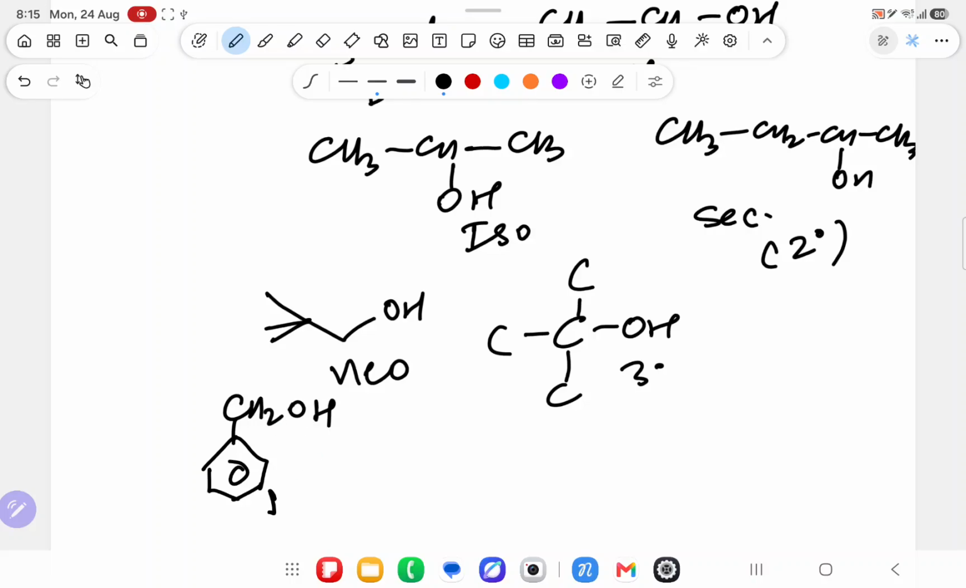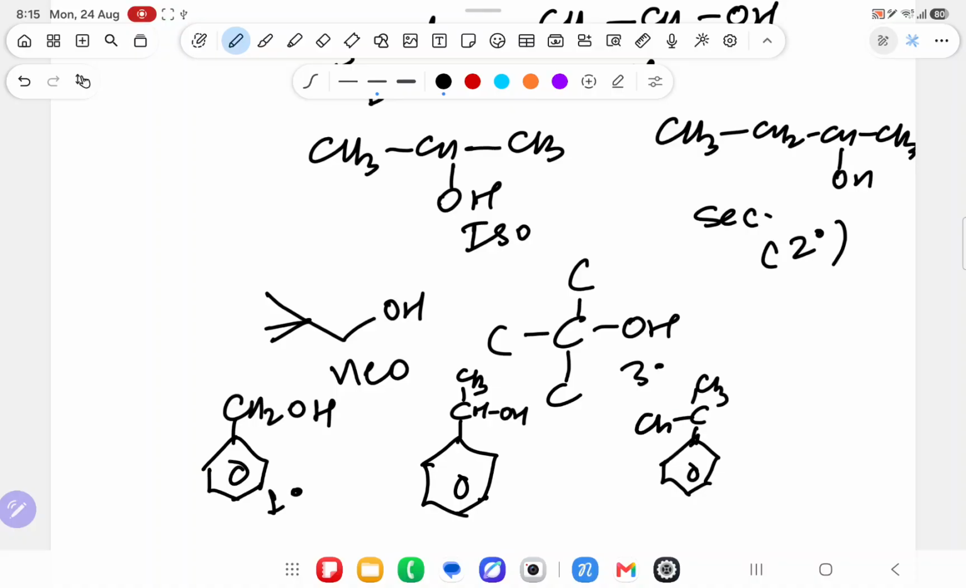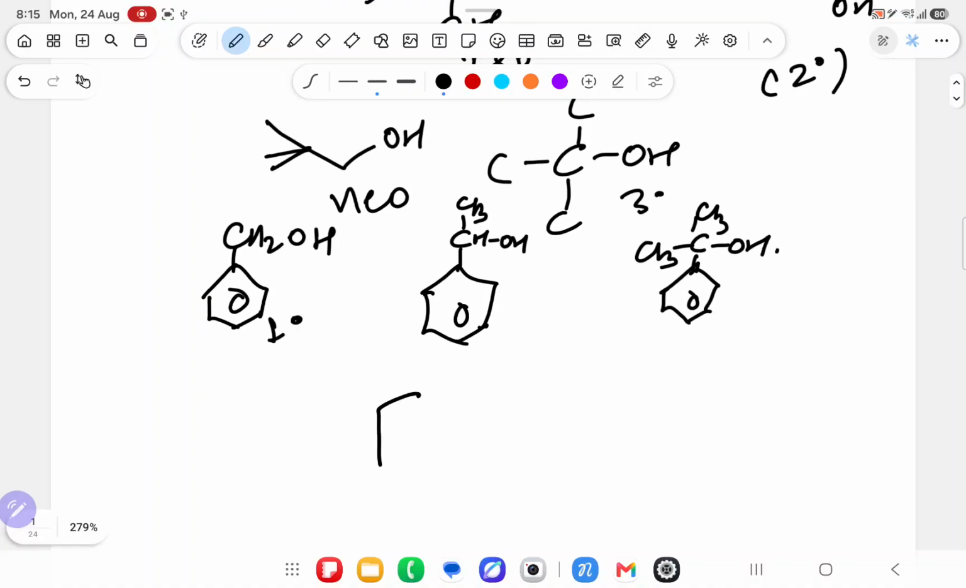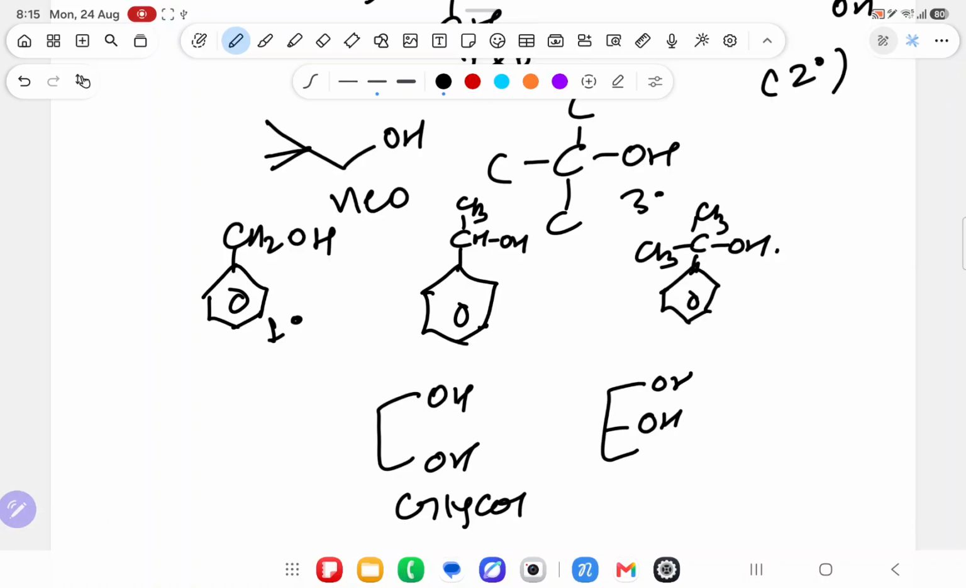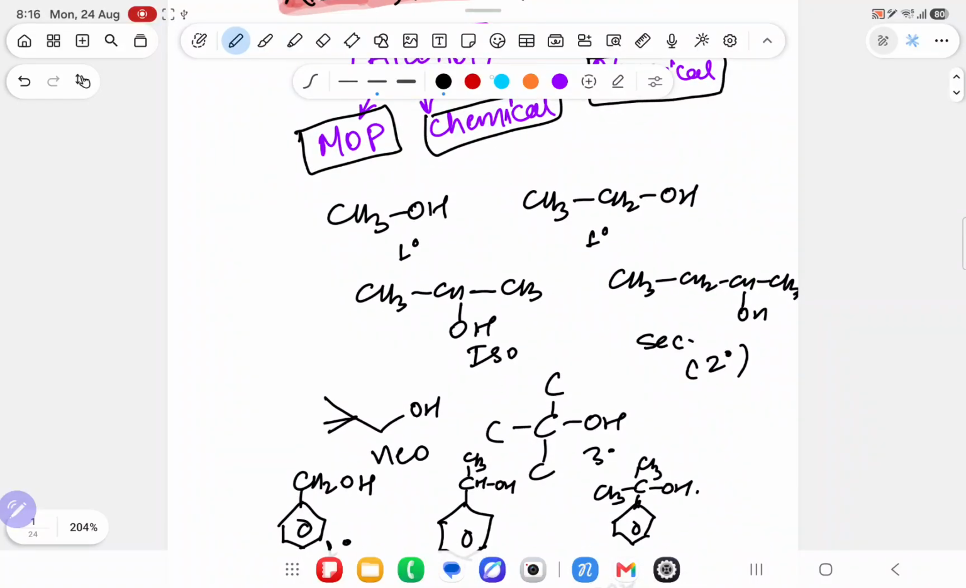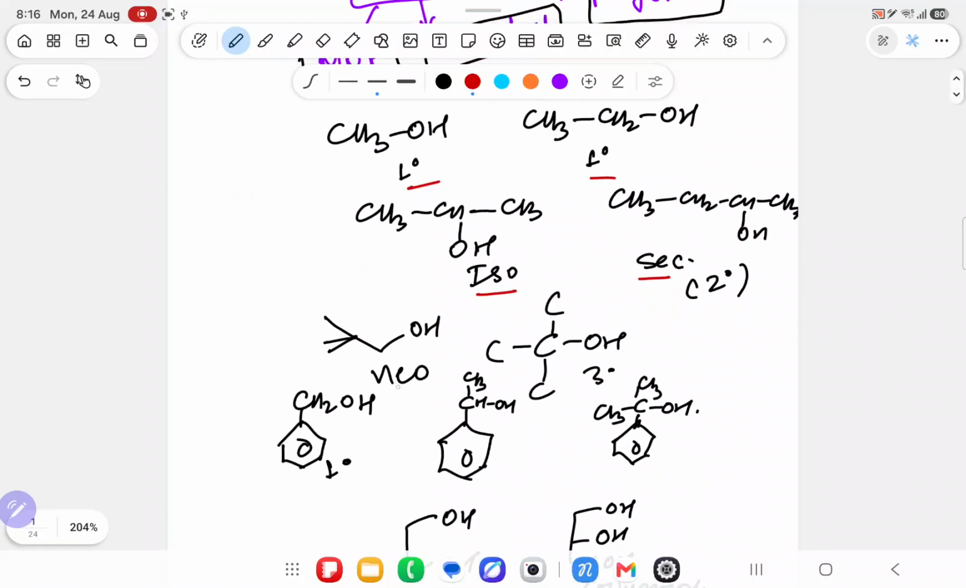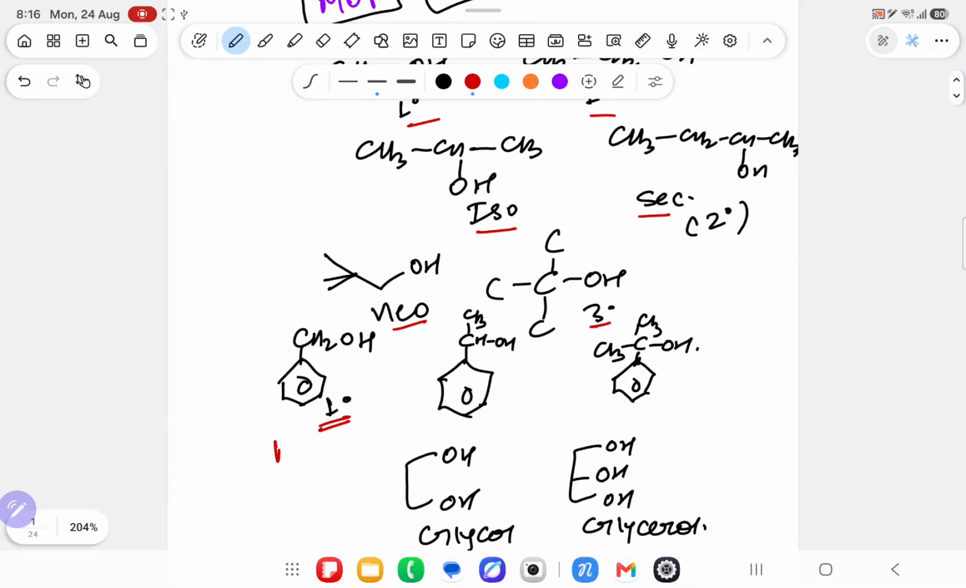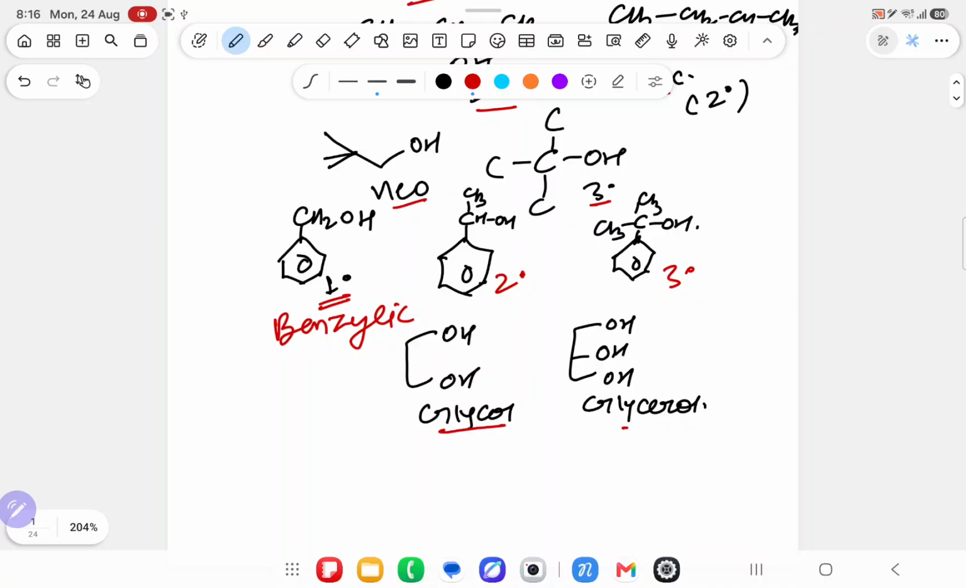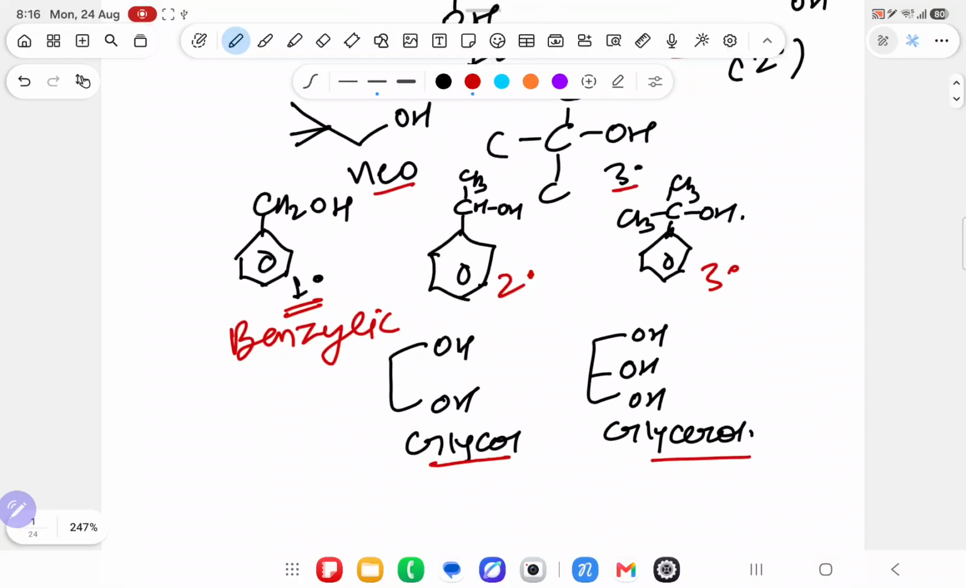After that, you know that whenever I write this, with CH2OH, it is known as 1 degree benzylic alcohol. With CH3CHOH, it is 2 degree benzylic alcohol. Over here, it is 3 degree benzylic alcohol. As well, you know that this alcohol is known as glycol and this alcohol is known as glycerol. So, basic things you know about alcohol: the first is 1 degree, the second is also 1 degree, this is iso, this is secondary, this is neo, this is 3 degree tertiary, this is 1 degree benzylic alcohol, this is 2 degree, this is 3 degree, this is glycol, this is glycerol. More than that, we don't have to know about alcohol.